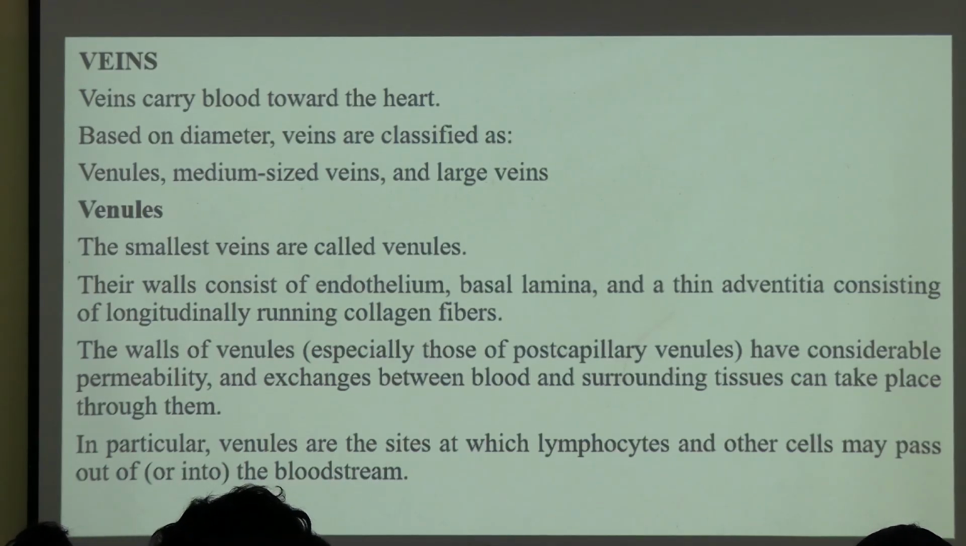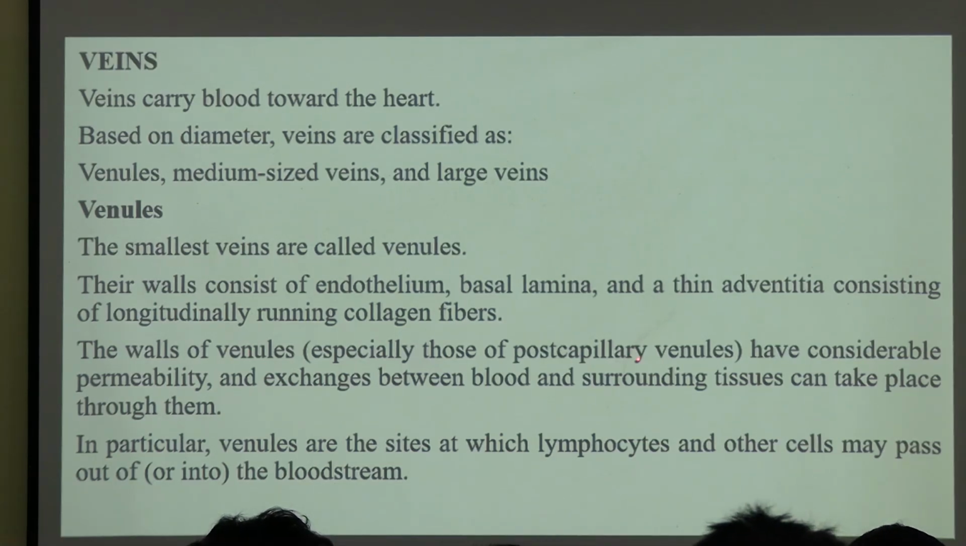Now if you see the venules, these are the smallest. They all consist of endothelium, basal lamina and thin adventitia, where longitudinally running collagen fibers are there. Now the venules which are present here also have different types, especially the post-capillary venules. Now in case of venules, the permeability is higher, that's why it allows the exchange of material into the surrounding tissue from the blood. Okay, that is one important function.